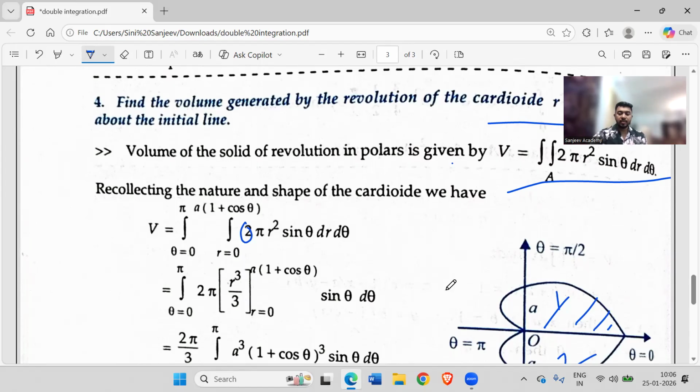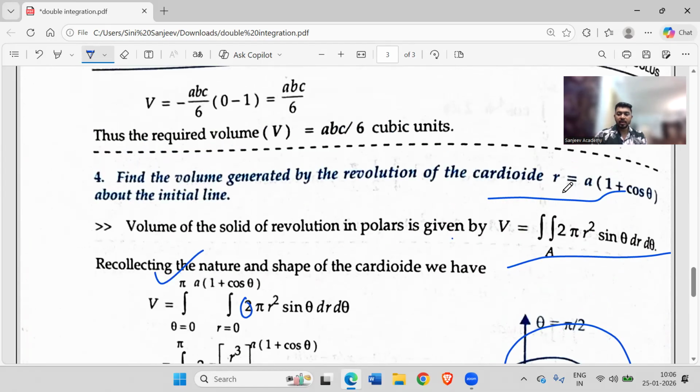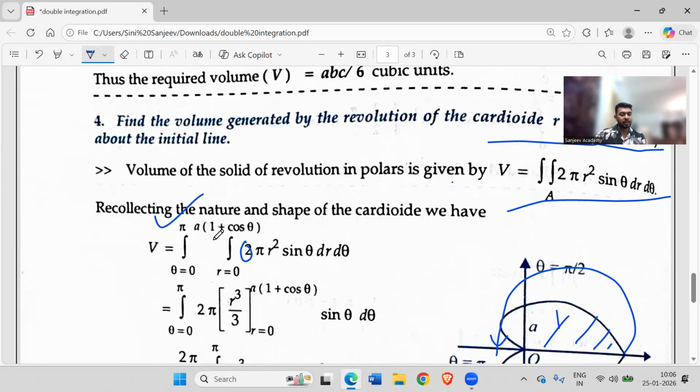And again from here, 0 to 180 degrees, or 0 to pi. Theta, the angle, is 0 to pi. Next, what is the variation of R? 0 to, you can see here in the question, right? R is a into 1 plus cos theta, that you put there only.